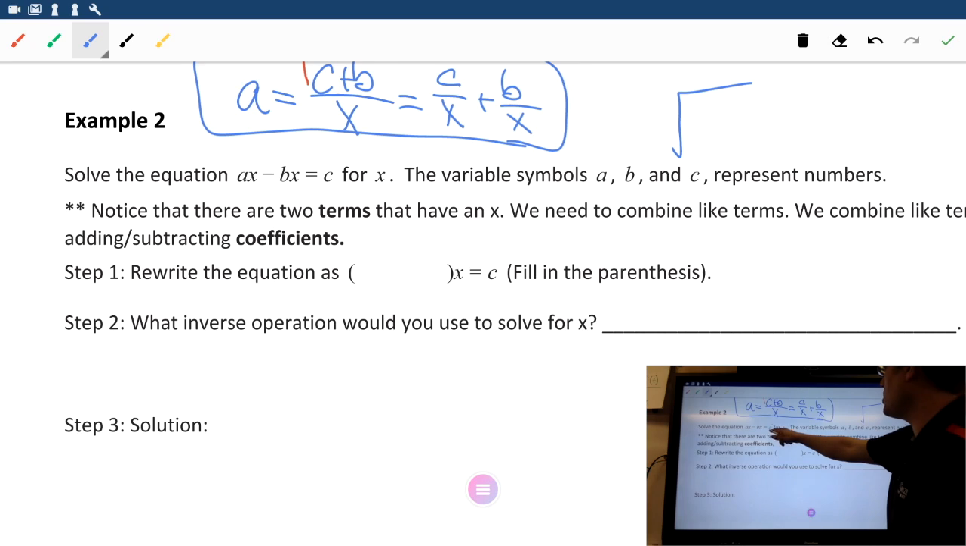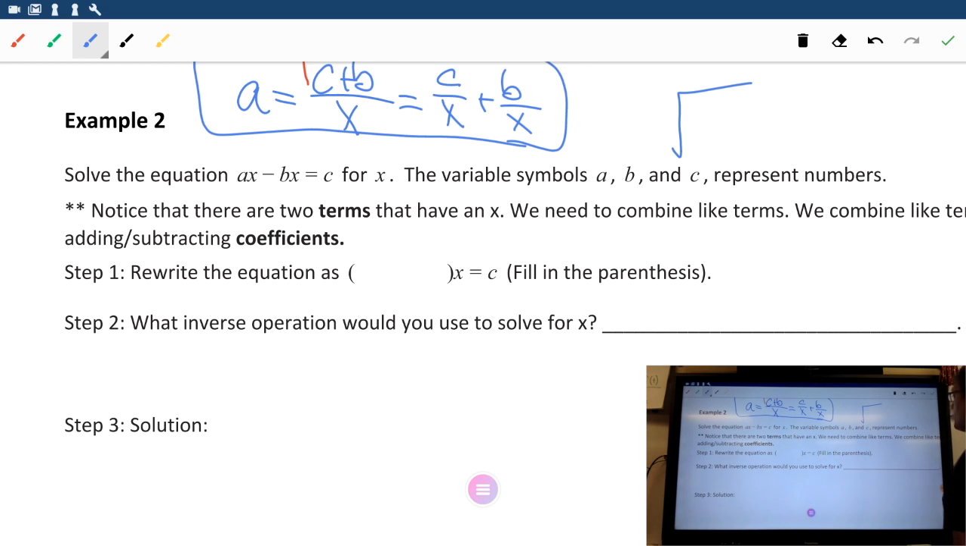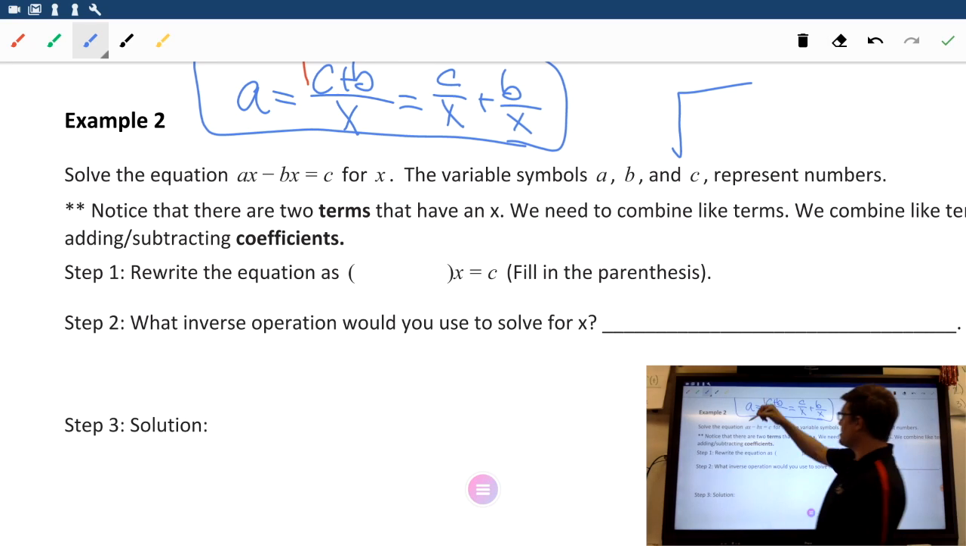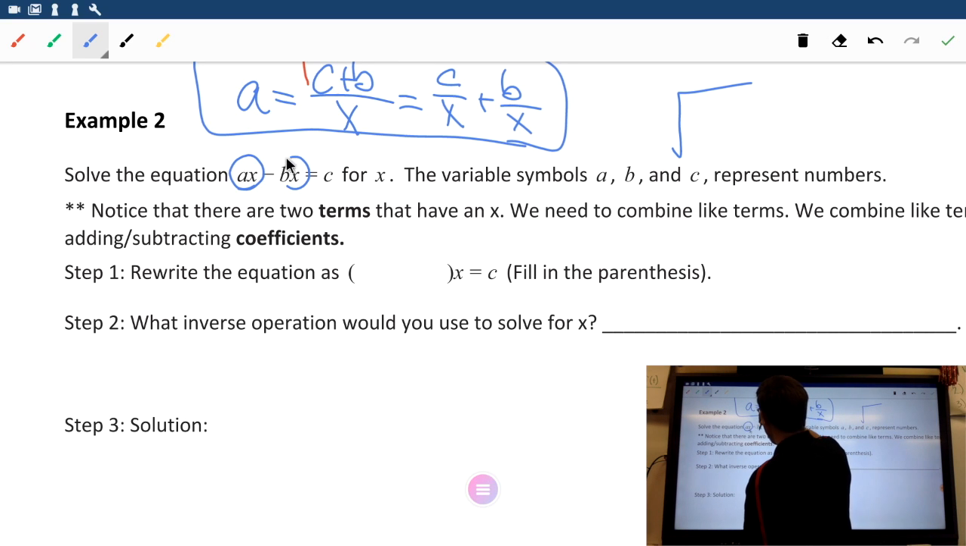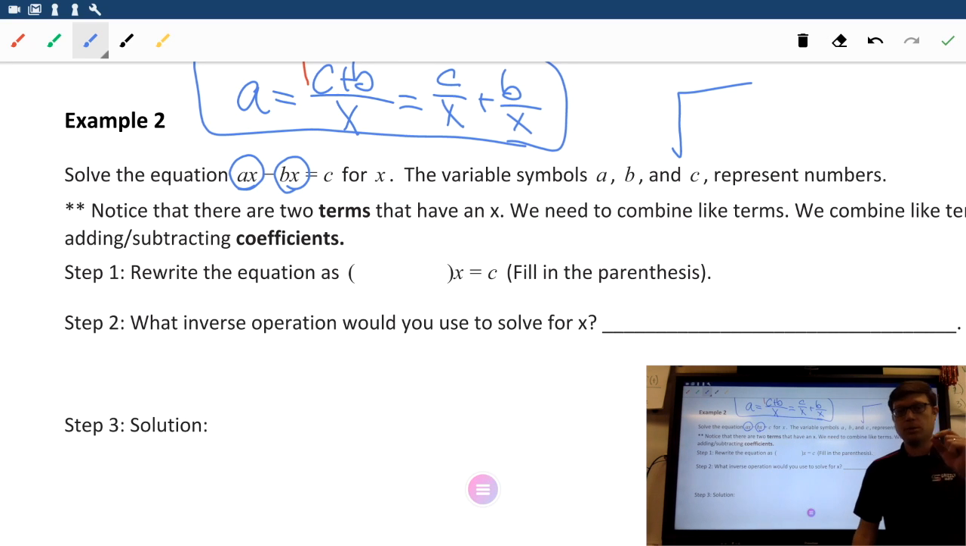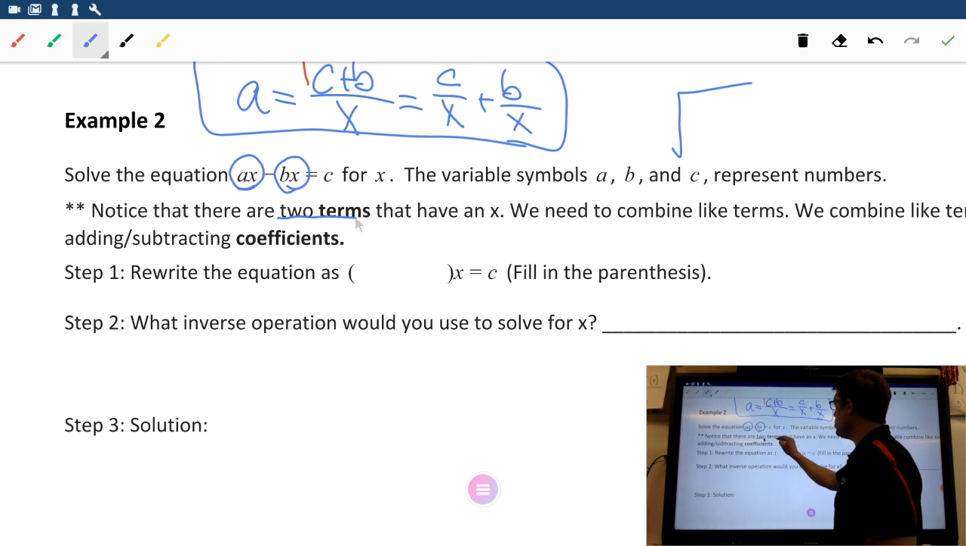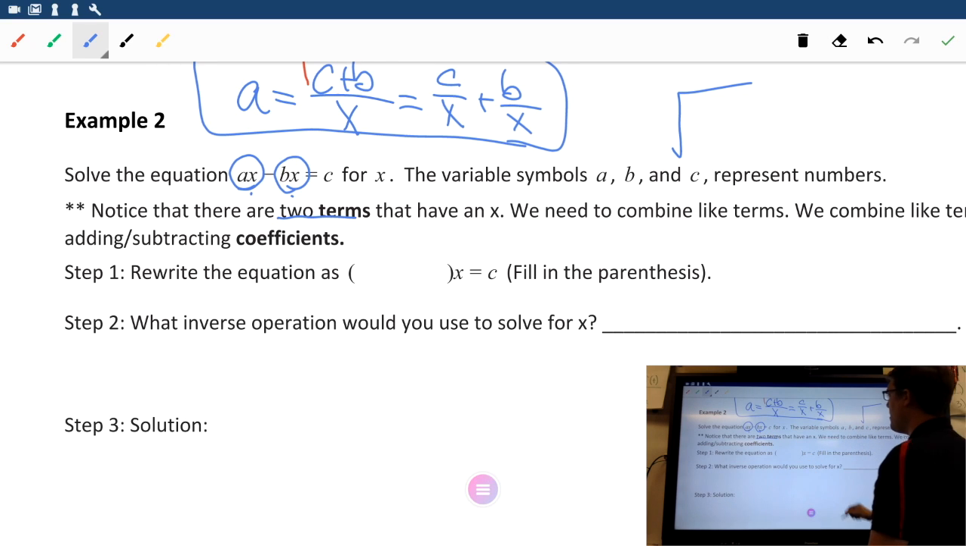Here we have: solve the equation ax minus bx equals c for x. The variables represent numbers. The reason why I want to do this example too is because x is located in two spots. x is in this term and it's in this term. And the principle that we're going to address is that because there are two places, we can factor x away from them. Notice that there are two terms that have an x.